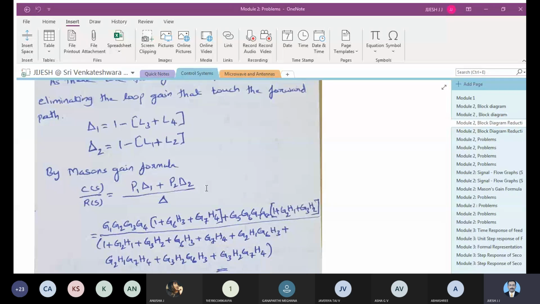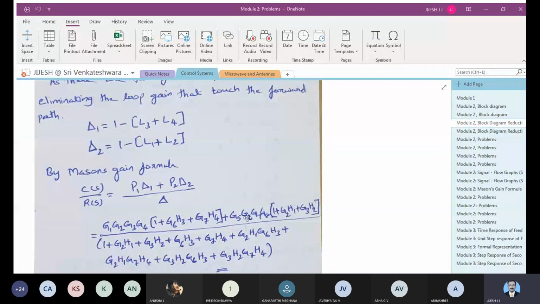Then, when the two blocks G1 and G2 are in parallel, if the symbol is plus and minus, you can write G1 minus G2. Since here it is plus or minus, we have written G1 plus or minus G2.